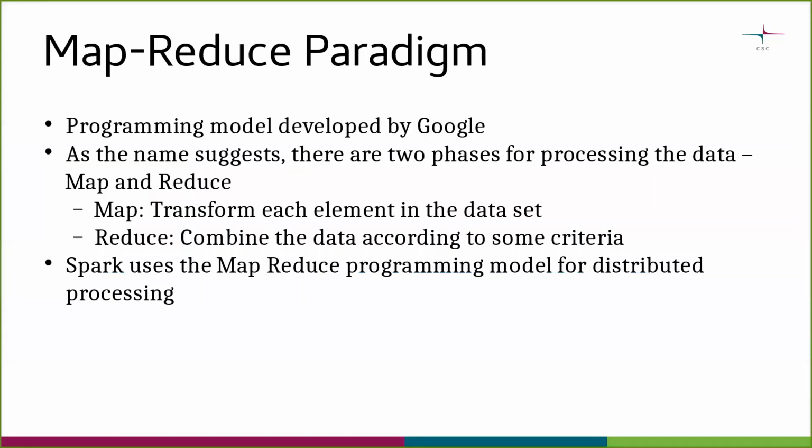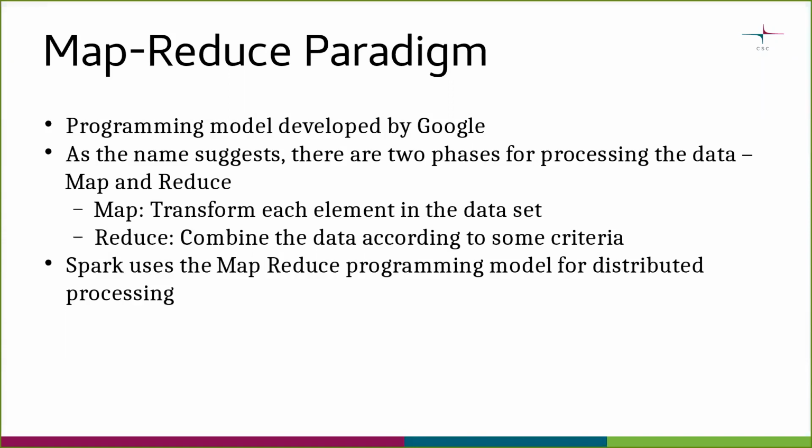So we have a Spark programming slide now coming up. We discussed the MapReduce paradigm, that Spark uses MapReduce to run all sorts of stuff on its infrastructure. This is a programming model which was developed by Google. And as it suggests, there are two phases for processing the data: map and reduce. Map says that you should transform each element in the data set that you have, and reduce says that you should combine the data according to some criteria. And the last point I would say is that Spark is using this to do its distributed processing.